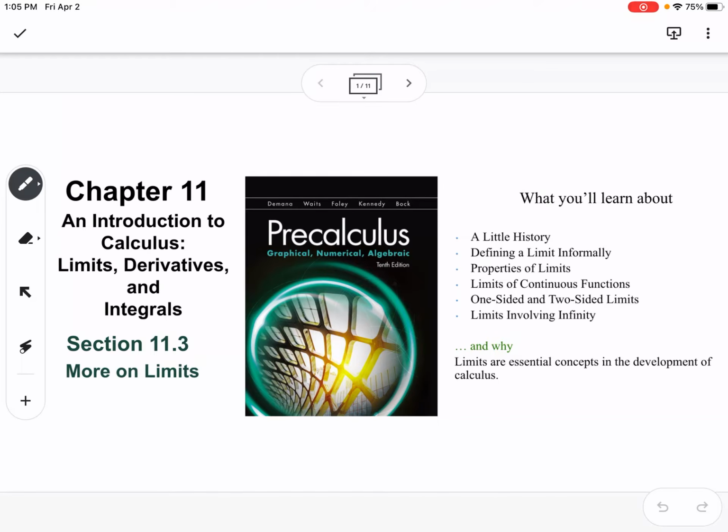This is section 11.3, which is more on limits. We're going to talk about defining a limit informally, properties of limits, limits of continuous functions, one-sided and two-sided limits, and limits involving infinity.